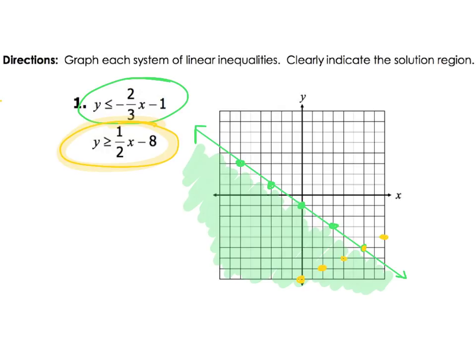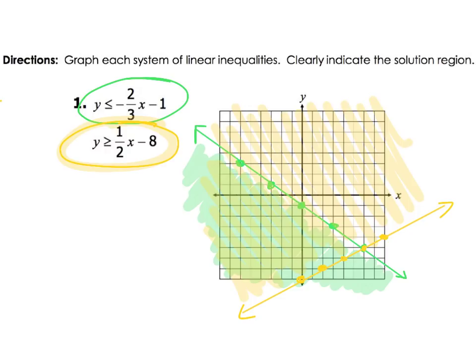Now because it's greater than or equal to, that means solid line, so we connect our dots. We use a ruler, so it's a nice straight line going through all of the points. Put arrows on both ends, showing it goes on forever in both directions. And then because it's greater than or equal to, we want to shade above. So we're going to shade above the yellow line. We would go up this way, and that would be shading above.